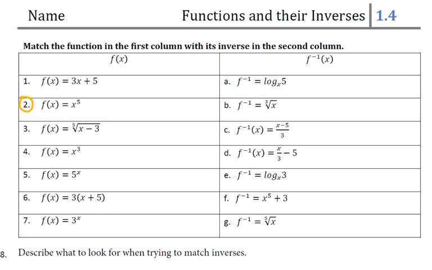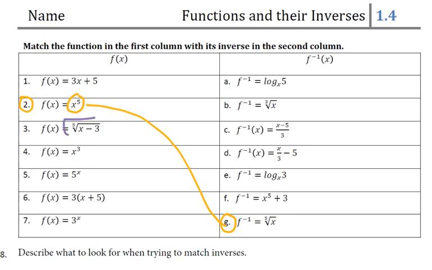So if I look at 2, notice there's nothing going on here. So I've got x to the 5th, so the opposite, the inverse operation, is the 5th root. So what I'm dealing with should have a 5th root in it, okay? Which if we look down at G, those two would be connected. That would be the inverse because we're doing the opposite, okay?